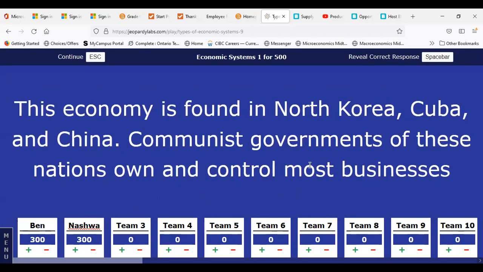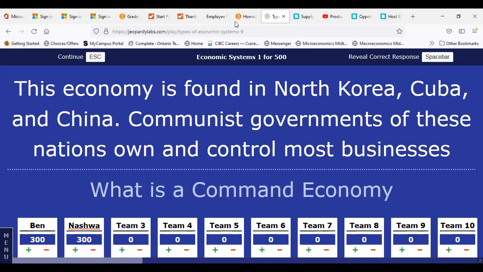This economy is found in North Korea, Cuba, and China. Communist governments of these nations own and control most businesses. What's that called? Command economy?